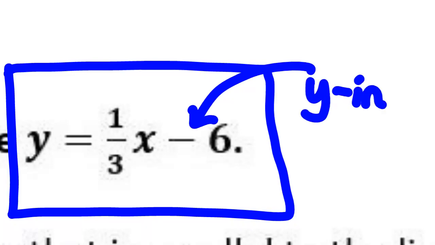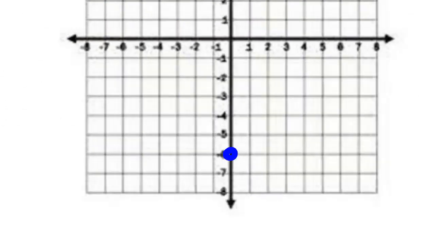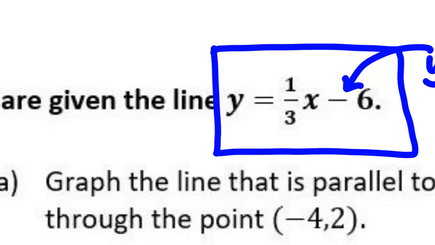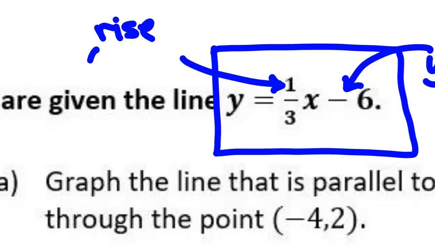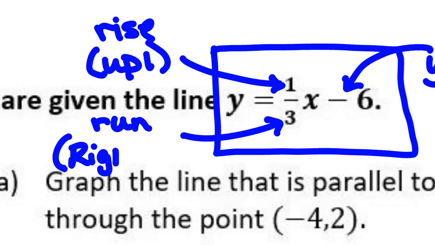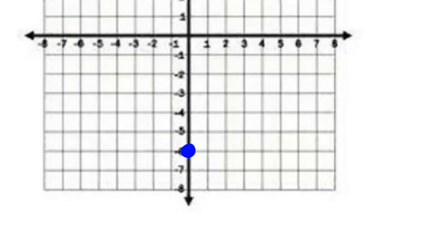-6 is my y-intercept, so if I'm graphing this line, I'm going to put -6 on the y-axis first. And then 1/3 is my slope. The numerator 1 is my rise, so I'm going to go up 1. The denominator 3 is my run. Since it's positive, I'm going to go to the right 3. So from that point on the y-axis, I'm going to go up 1 and right 3, up 1 and right 3.